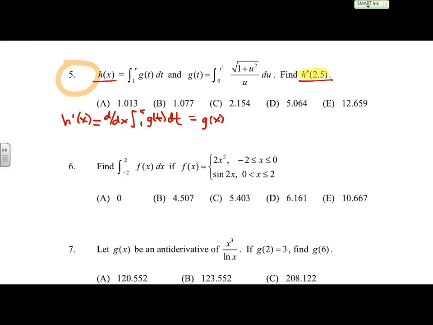What do I need? H double prime. So how do I take h double prime? We'll go again. H double prime of x. I got down to this nice g of x. I need the d dx of g of x. Wait, who's g of x? What did they tell me about? So I need d dx of the integral from 0 to t squared of this nasty, ugly function, square root of 1 plus u squared all over u du.